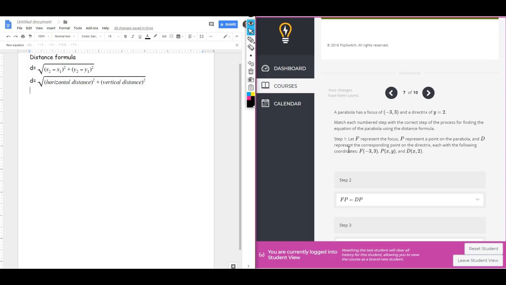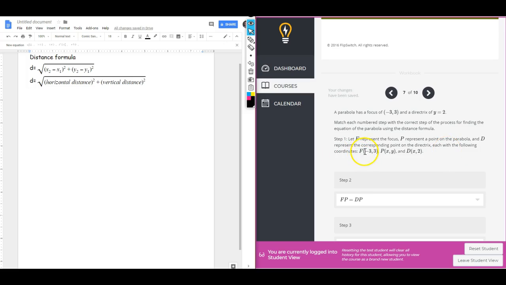So I will be stepping through this problem and I will just be briefly going over it. For question 7, a parabola has a focus of -3, 3 and a directrix of y equals 2. Match each numbered step with the correct step of the process for finding the equation of the parabola using the distance formula. Step 1, let F represent the focus, P represent the point on the parabola, and D represent the corresponding point on the directrix, each with the following coordinates.